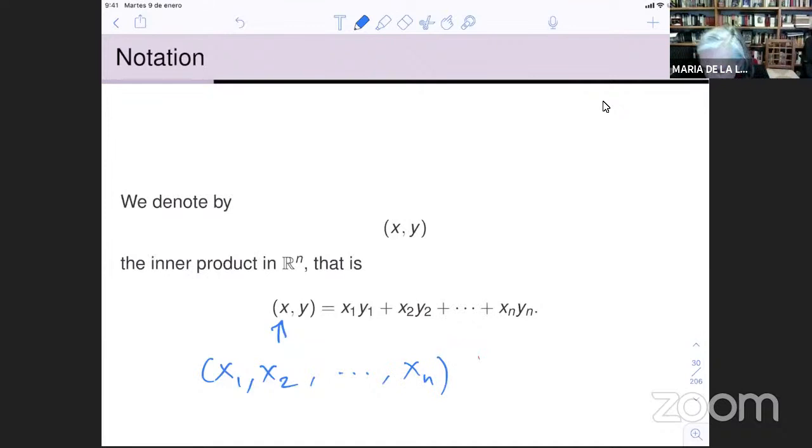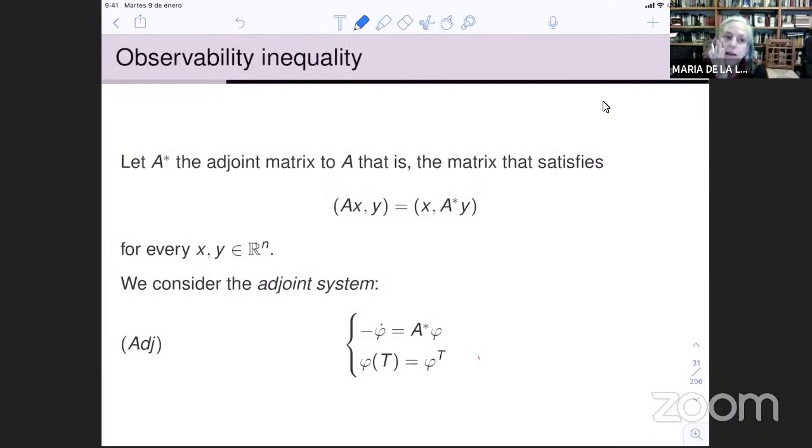I'm going to consider A star, the adjoint matrix to A. So what is this matrix? This A star is in fact the matrix that does this: if you do the inner product of AX with Y, this is equal to the inner product of X with A adjoint Y. This is the definition. In fact, this is the conjugate transpose of A.